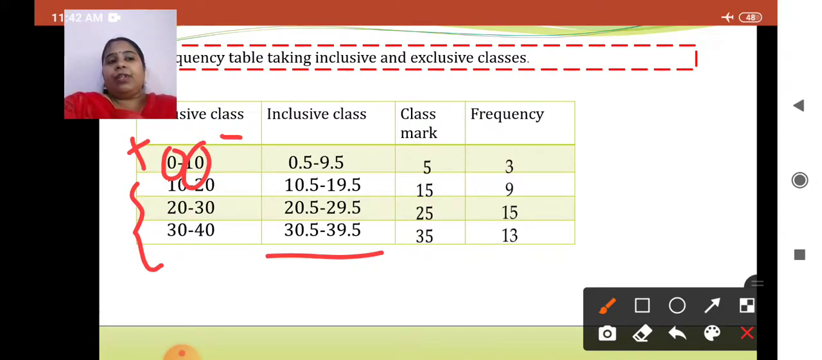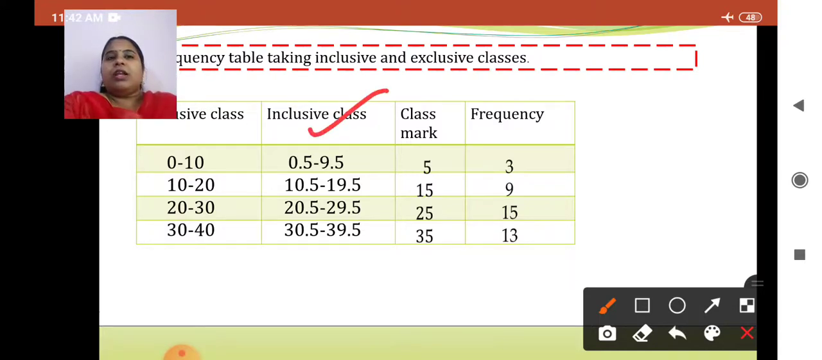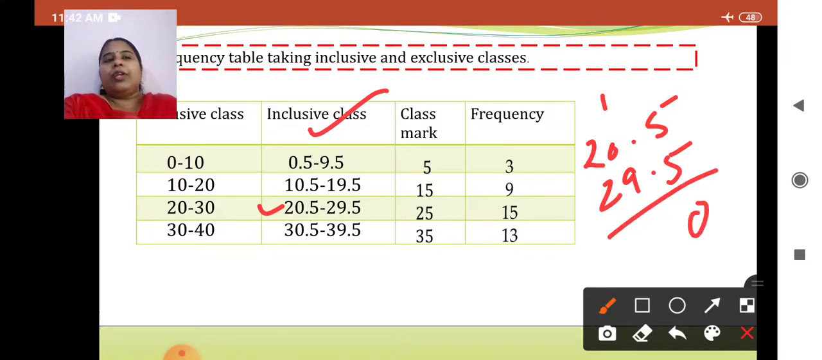Now let us check whether the classes we have got are correct or not. Is the class mark 25? Take randomly any class. Suppose I take this class, 20.5 plus 29.5. Add it: 0, carry 1, 10, 2 and 2, 4, 5, 50. 50 divided by 2 is how much? 25. I am getting exactly the same class mark for these non-continuous classes.